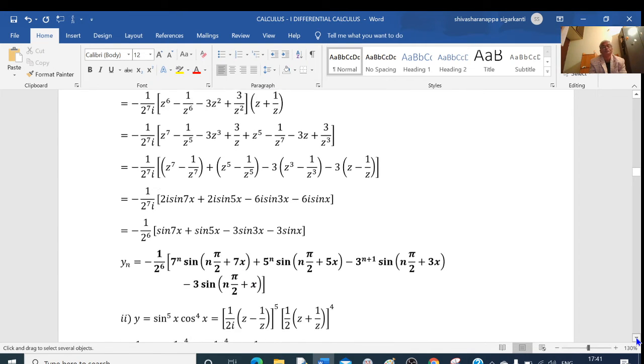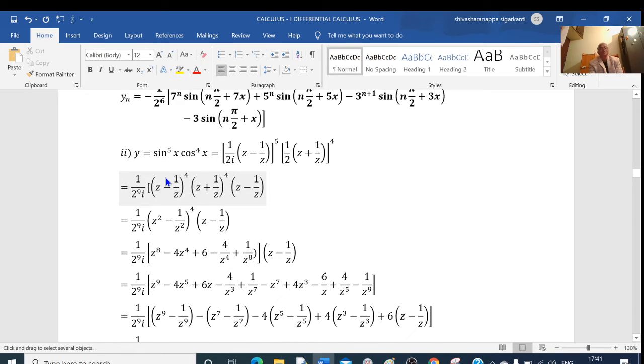Next example. y equal to sin to the power of 5x cos to the power of 4x. I'll write sin x as 1 by 2i into (z minus 1 by z) to the power of 5, and cos x as 1 by 2 into (z plus 1 by z) to the power of 4. Here 2 to the power of 5 and 2 to the power of 4 give totally 2 to the power of 9, and i to the power of 5 is there.